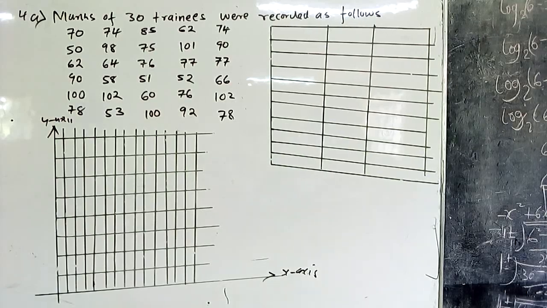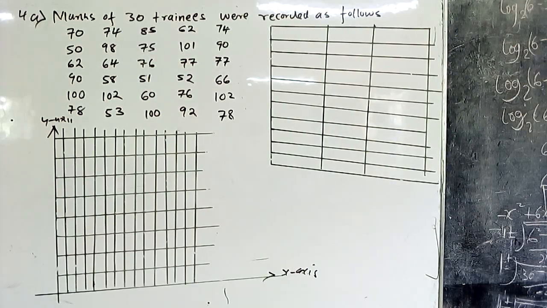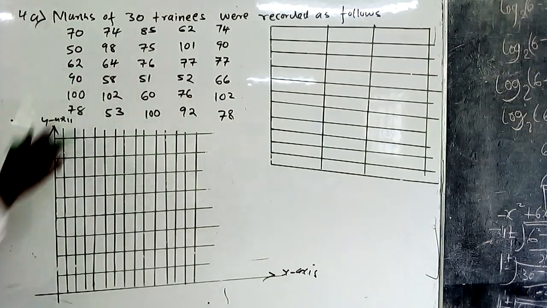Number 4A, you've been told in number 4A, these were the marks from 30 trainees. So the marks of a subject obtained by 30 trainees in a class were recorded as follows.